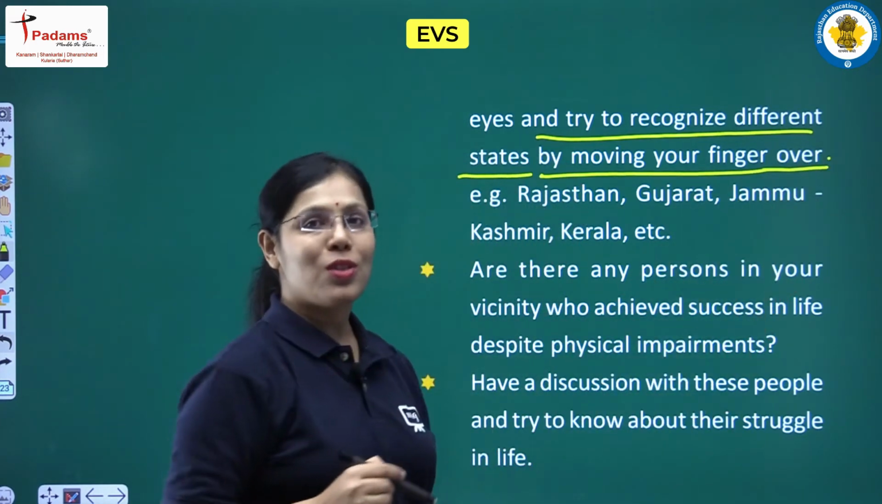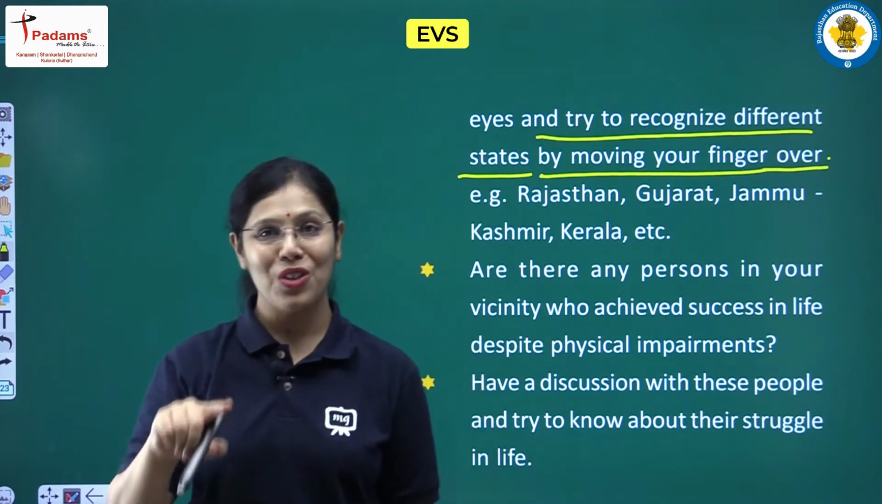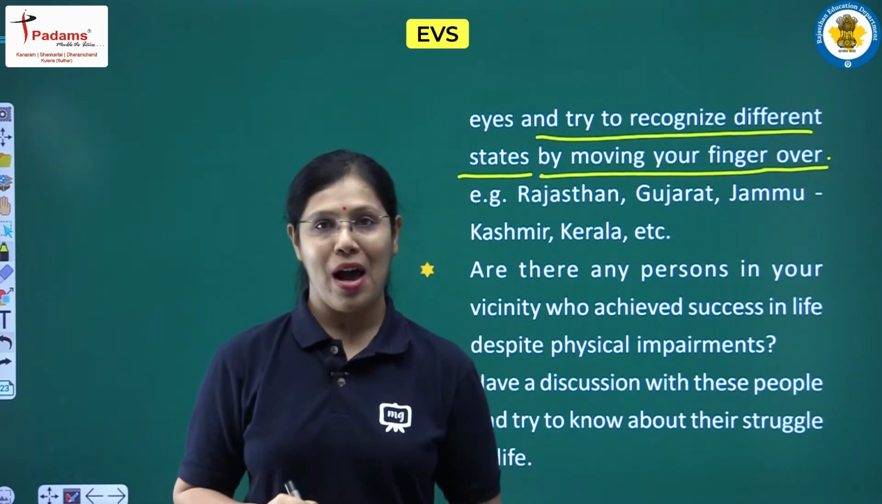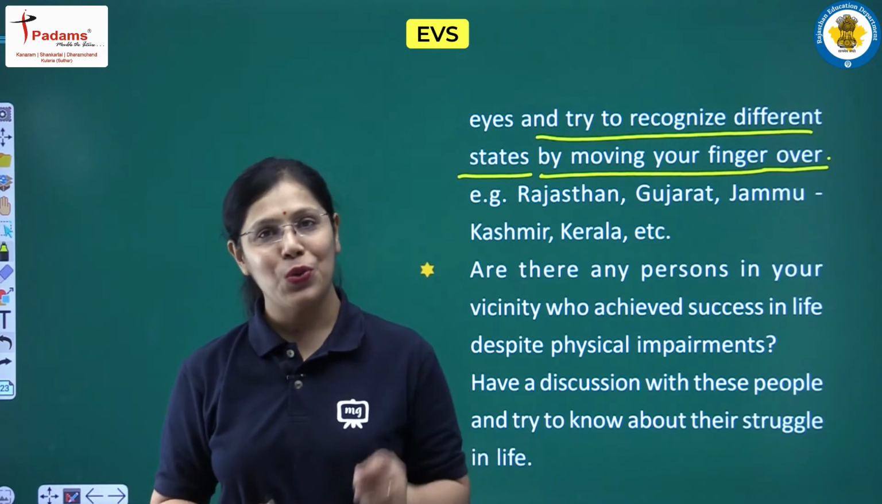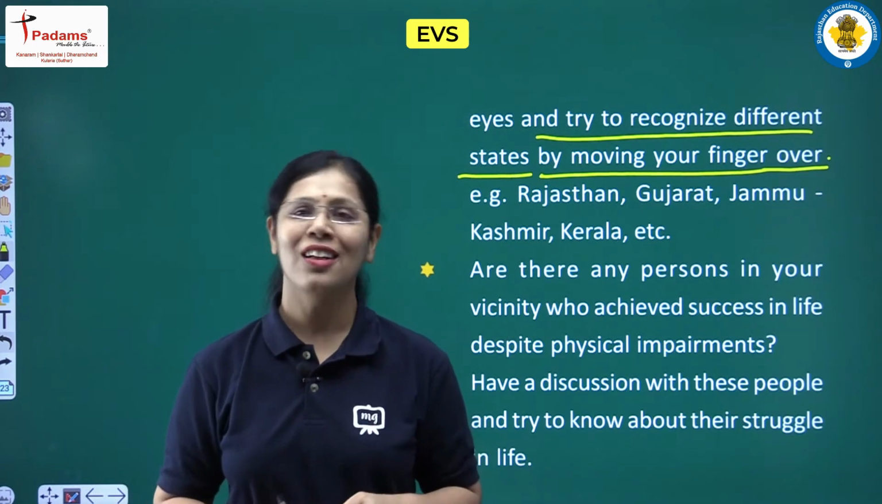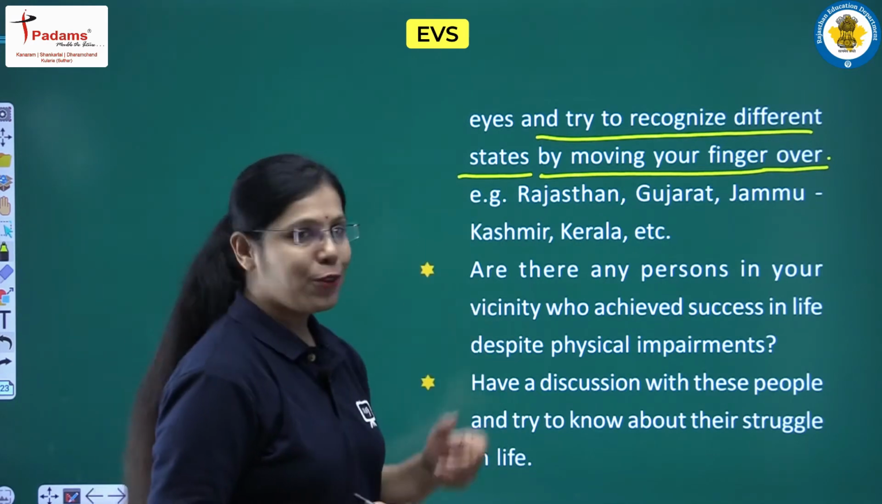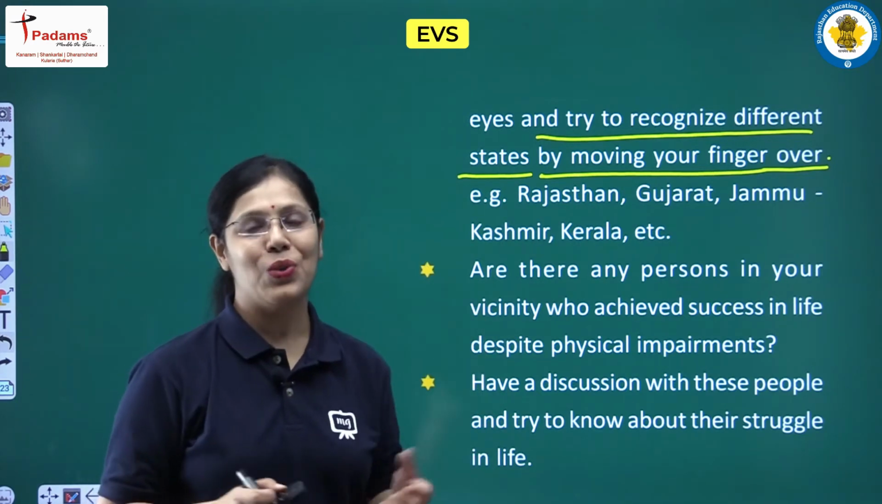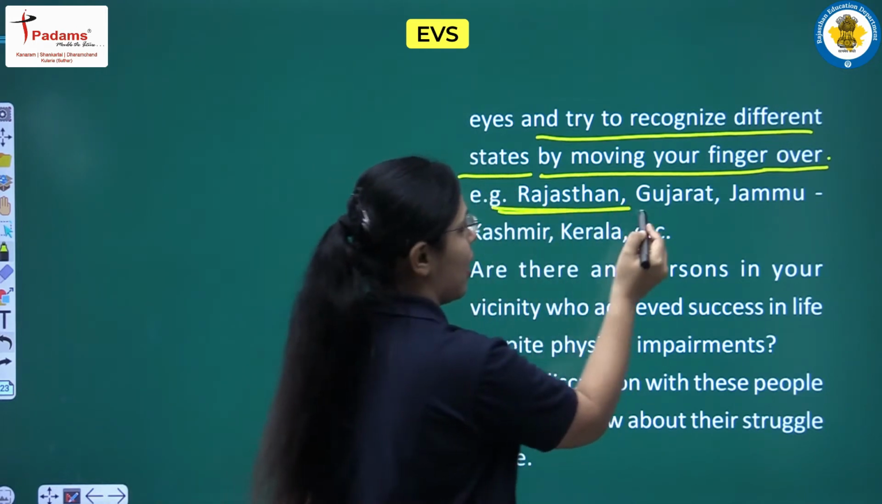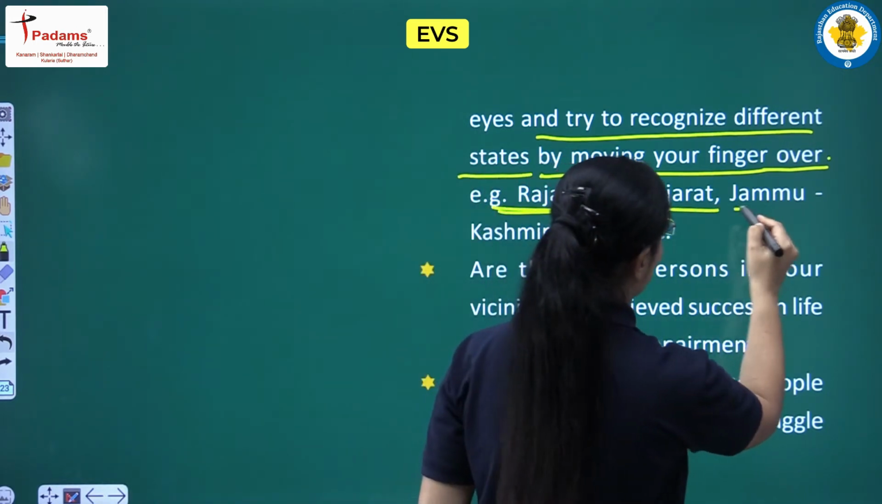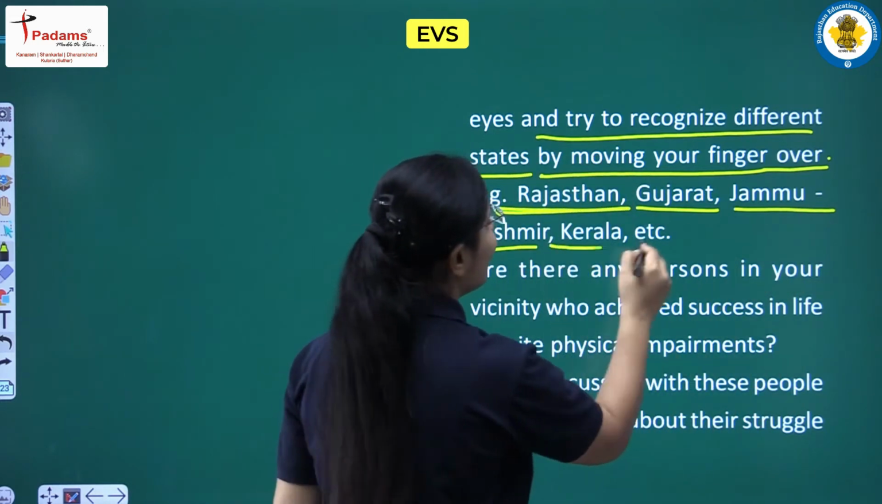So after closing your eyes, you have to touch the thread on the map and identify the 4 states which you have already marked with the thread. So 4 states here are mentioned which you can easily identify. Like first one is our state Rajasthan, then comes Gujarat, our neighboring state, then Jammu Kashmir and Kerala.